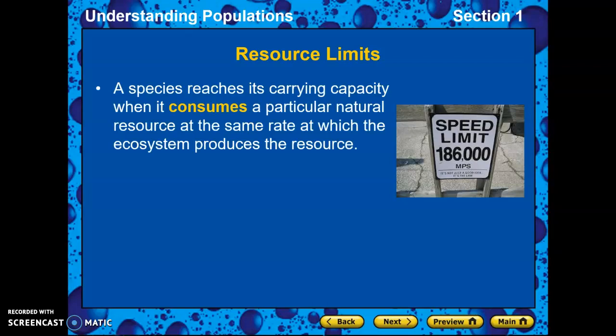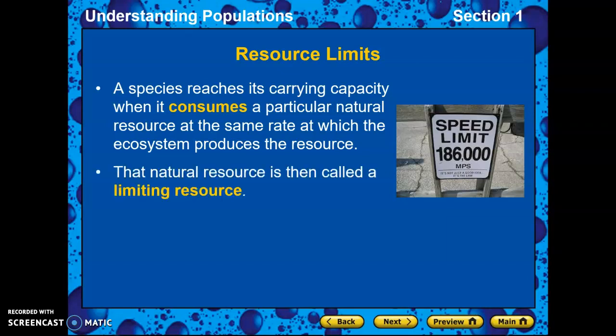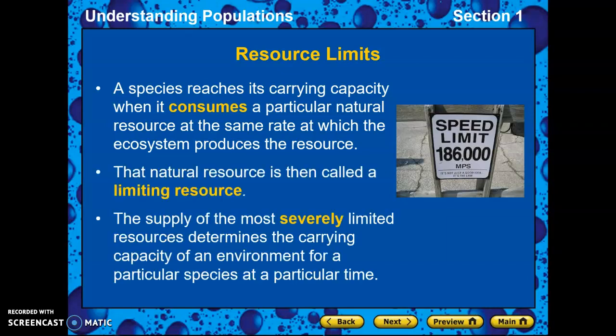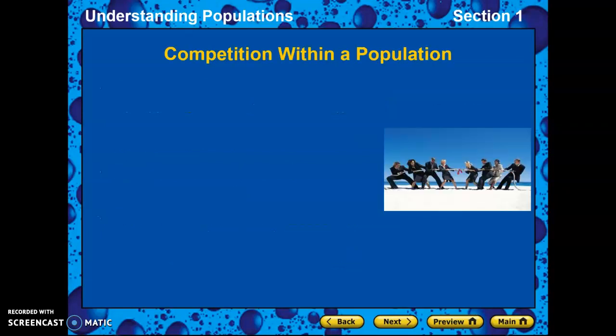Resource limits. A species reaches its carrying capacity when it consumes a particular natural resource at the same rate at which the ecosystem produces that resource. What does that mean? It's only going to be able to consume what's available for it to consume. The natural resource is then called a limiting resource. So the supply of the most severely limited resources determines the carrying capacity for the environment and for that species.